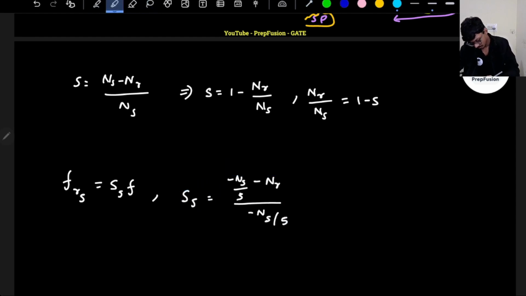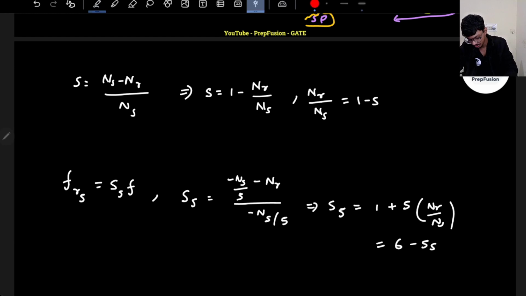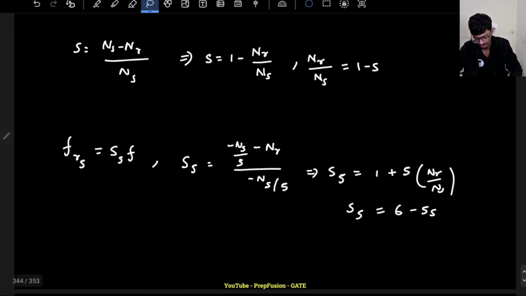Okay. So what I can say is my slip S5 will become basically 1, minus sign will go away, plus 5 into Nr upon Ns, and Nr upon Ns is 1 minus s, so it will be 6 minus 5s. So basically what is happening, the slip is getting opposite. Previously my slip was s, now for the fifth harmonic the slip is becoming 6 minus 5s. What does it mean physically?